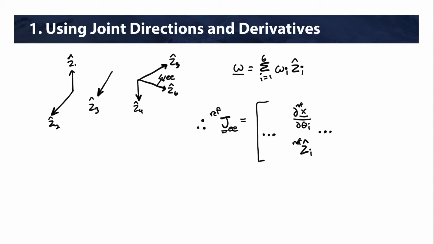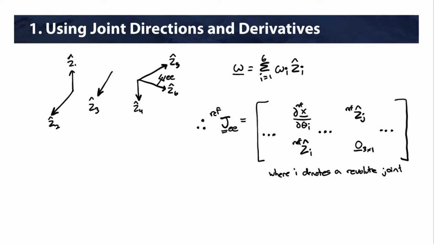Now, if joint j is a prismatic joint, we're going to have no angular component. So this will be a 3 by 1 zero vector, and we'll simply have our translational joint direction for the translational part. We can make a note here in the above: i denotes a revolute joint, and j denotes a prismatic joint.